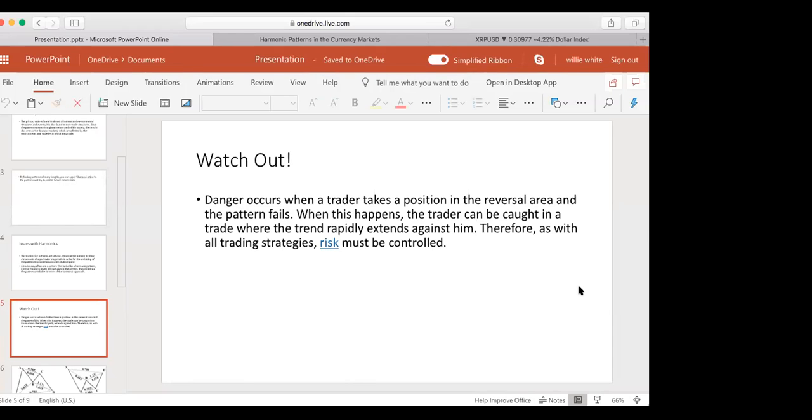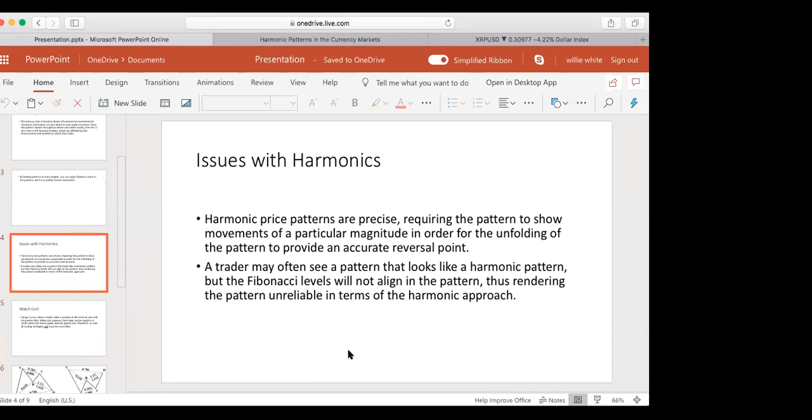Danger occurs when a trader, before I get to this slide, let me further talk about this. So when you're drawing up your harmonic patterns, you want to find the perfect entries to get in that reversal point, but that's not always the case. And the numbers won't always line up exactly how you want them. But as long as you see a harmonic pattern showing, you'll be able to catch a little bit of 10, 15, 30, 40, even more pips in that reversal zone.